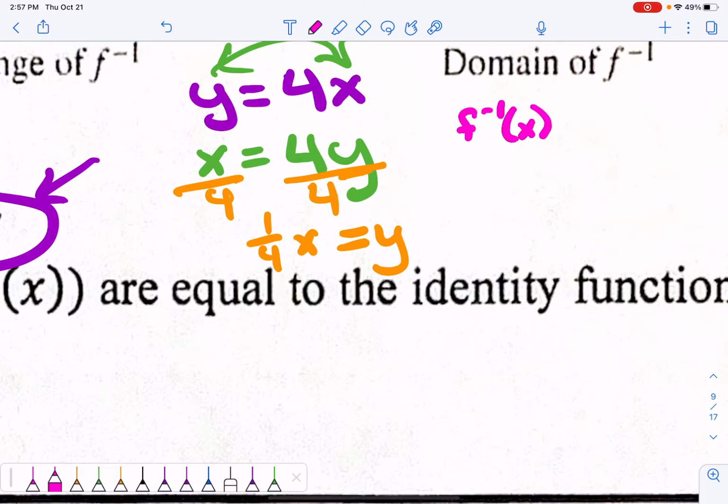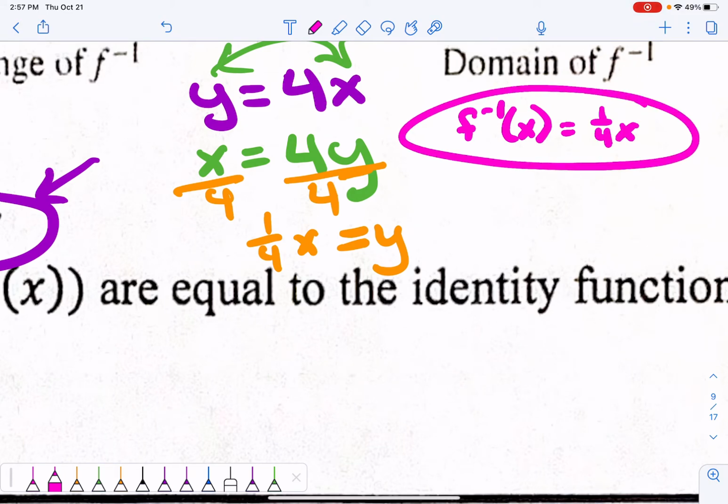And I also am going to flip him to the other side. So I'm like in a trade places with these guys. I'm going to flip them around, okay? So f inverse of x equals 1/4 x. That's what my inverse function looks like.